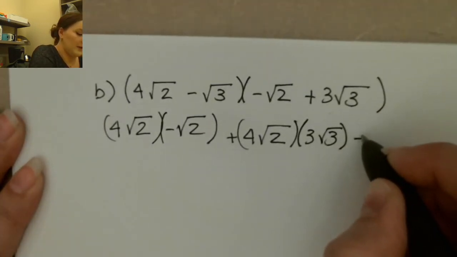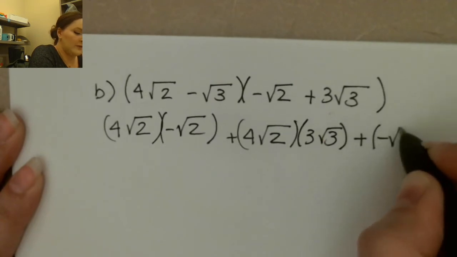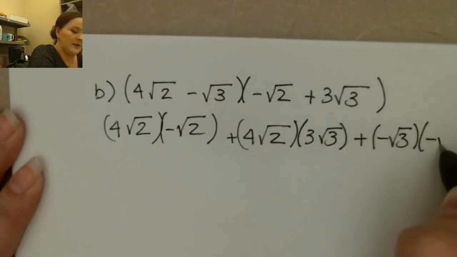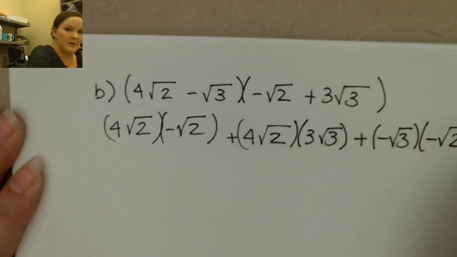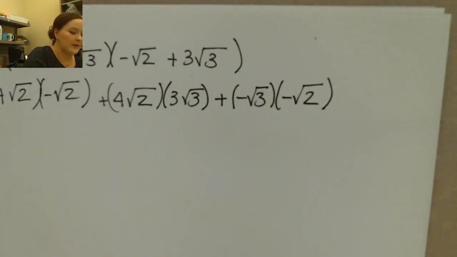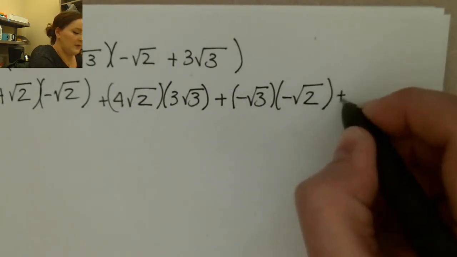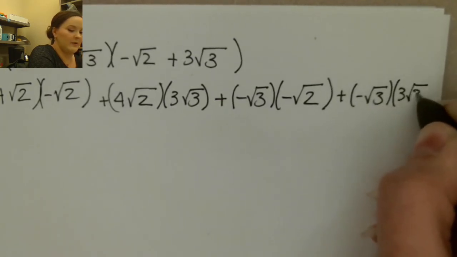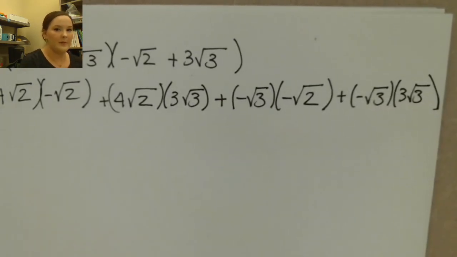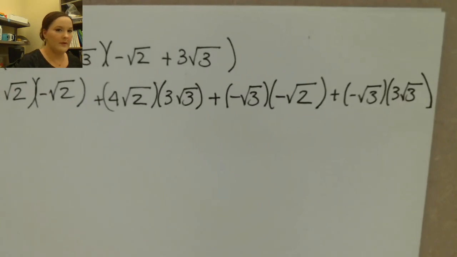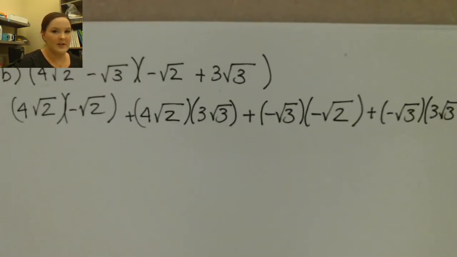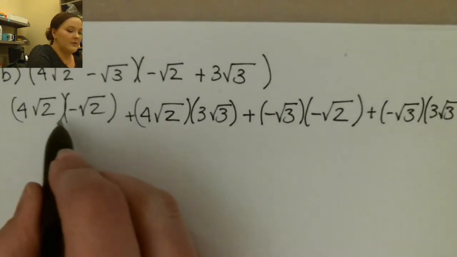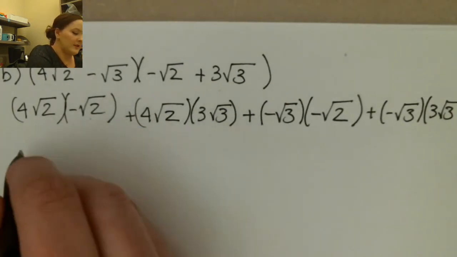Okay? Then we'll have negative root 3 times negative root 2. And the last term is going to be negative root 3 times 3 root 3. All right, so let's simplify each of these by multiplying the radicands.